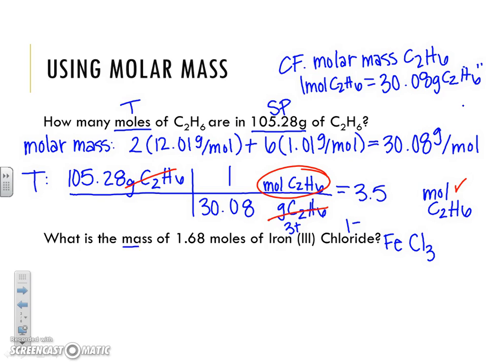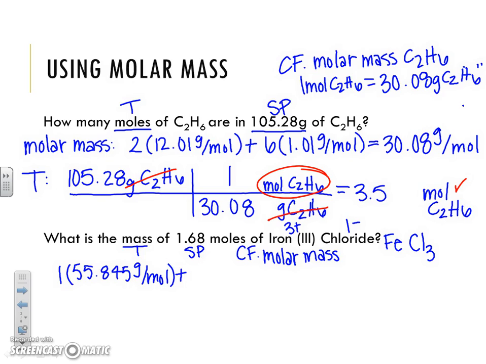We have a target, which is mass, and we have a starting point, which is 1.68 moles. And so again, we need to find our conversion factor. We will total all of the components of iron 3 chloride to find the molar mass of iron 3 chloride. So we have 1 iron. The atomic mass of iron is 55.845 grams per mole. We add that to the 3 chlorines, which each have a mass of 35.45 grams per mole.